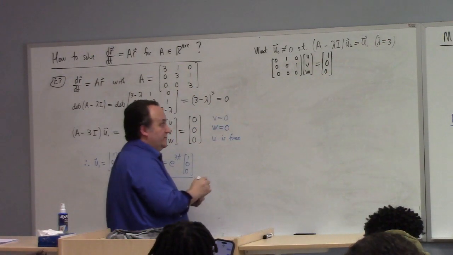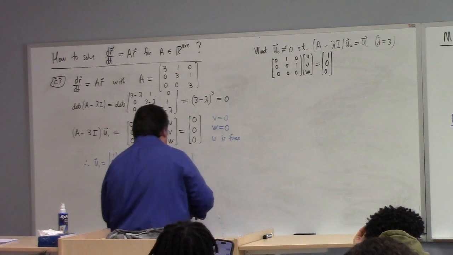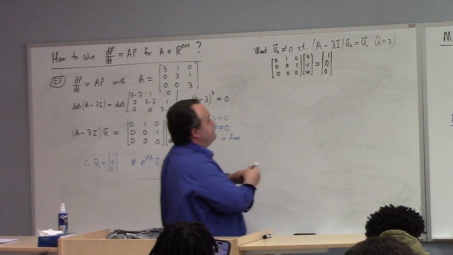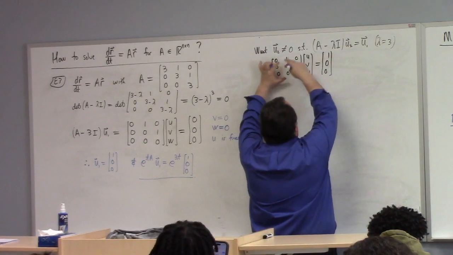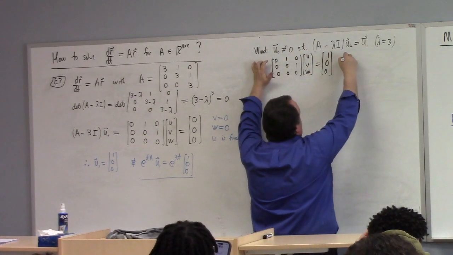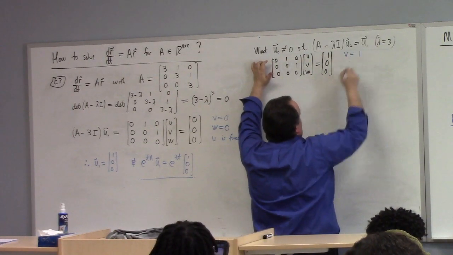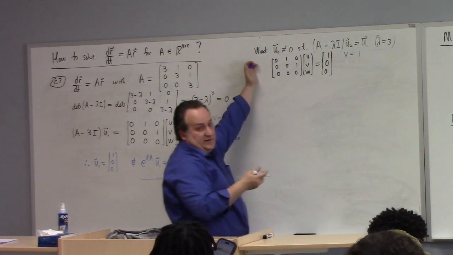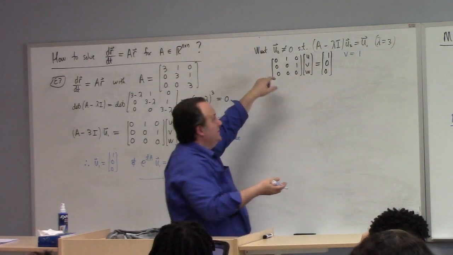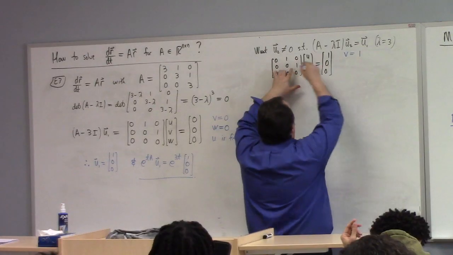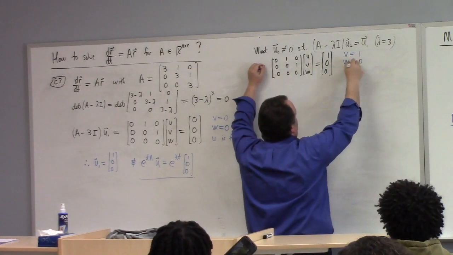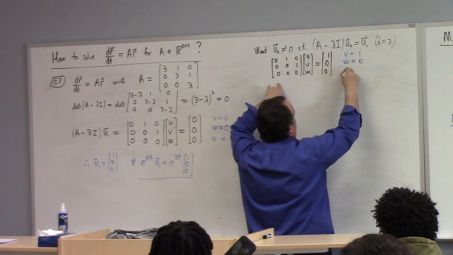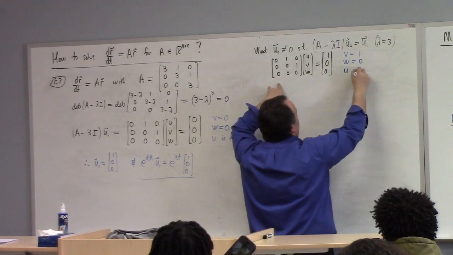So what equations am I up against this time? Well, the first one gives me v equals what? 1. Well, we can't make v equal to 0. v has to be 1. Second equation, I get w equal to 0. And then u is free.